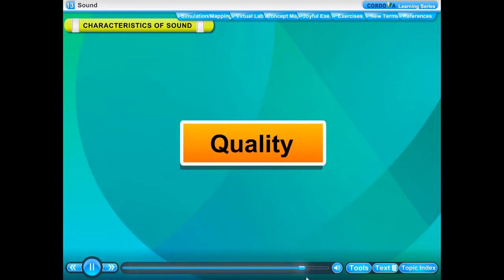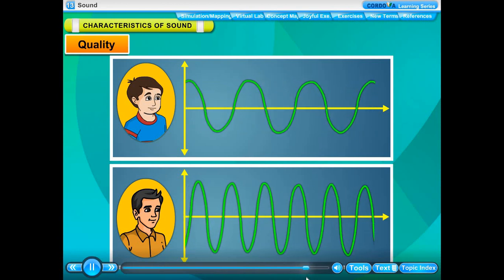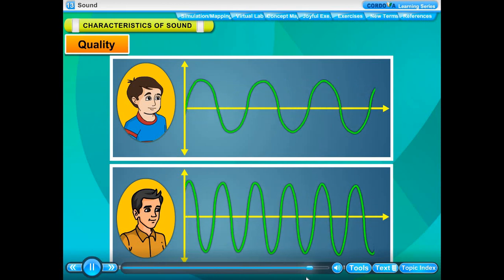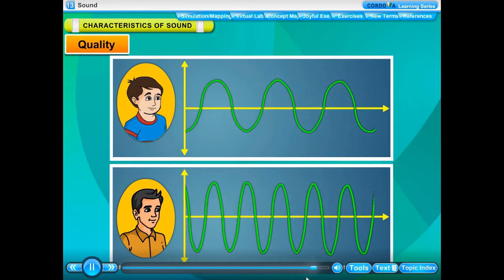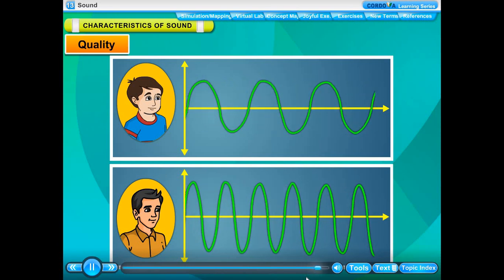Quality. It is the characteristic of a sound that enables us to distinguish between two sounds of the same pitch and loudness produced by two different sources. It depends upon the waveform of the sound. For example, we can recognize our family members by their voice without seeing them because voice of each of them has a particular quality.